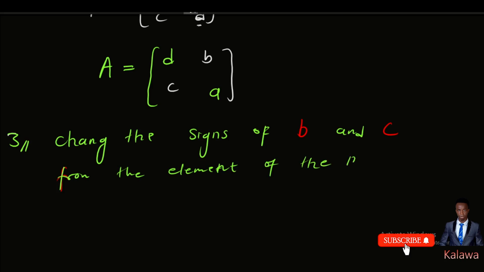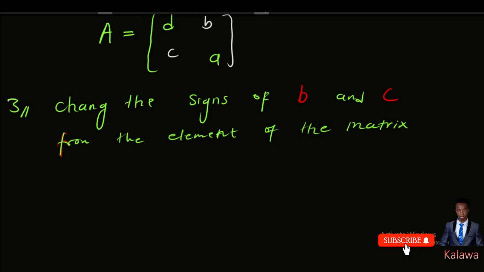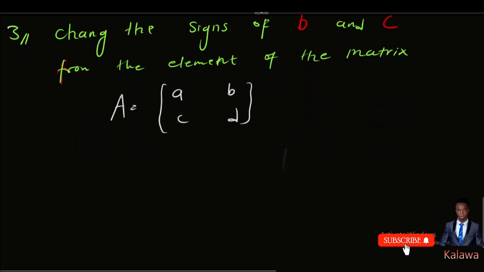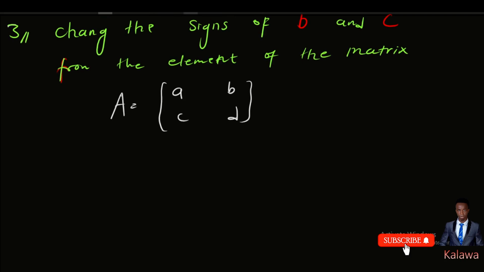From the element of the matrix. So again, let me take the original form. A is equal to [A, B; C, D]. Remember, the second step is saying we have to change the position for A and D. So this is going to be D and then A.